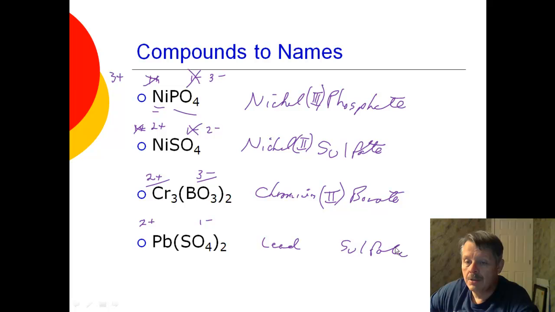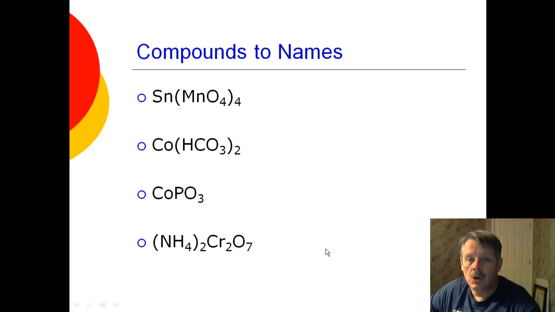Okay, this is clearly lead sulfate. Do I need to put something inside parentheses? I do. But I look at my sulfate ion first and notice it's not a 1 minus. Nope, that's not possible. It's supposed to be a 2 minus, which means my lead has to be a 4 plus. Right? So this has to be lead 4 sulfate. All right, again, pause the video, see if you can do them.